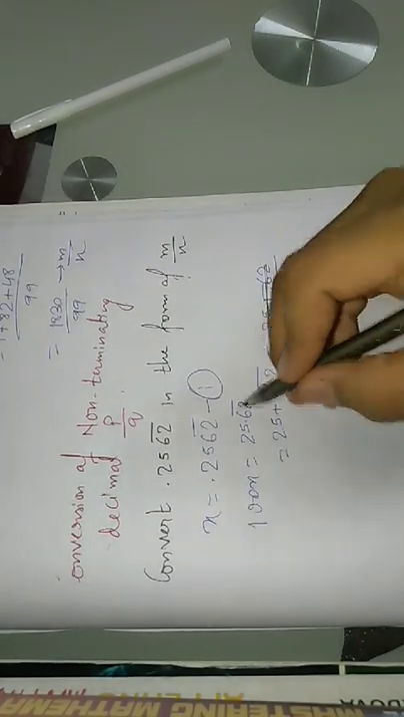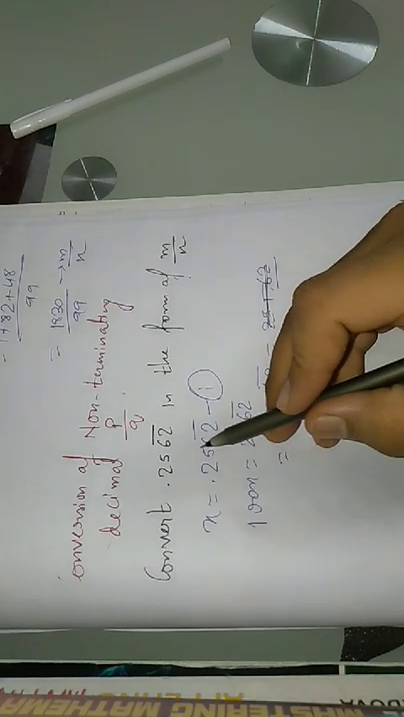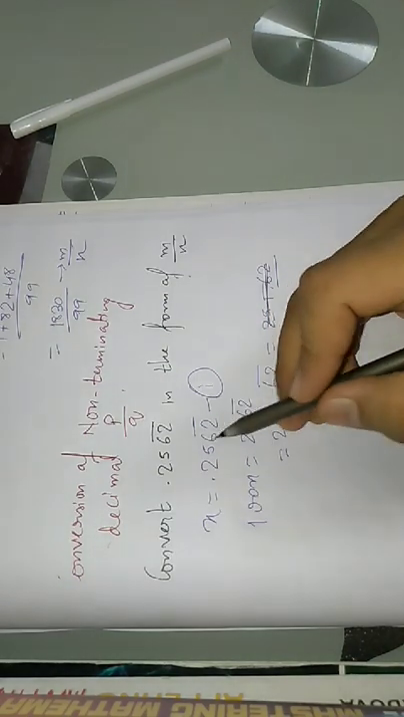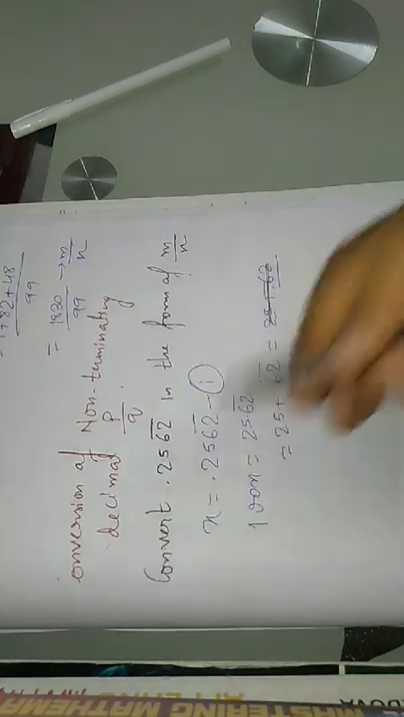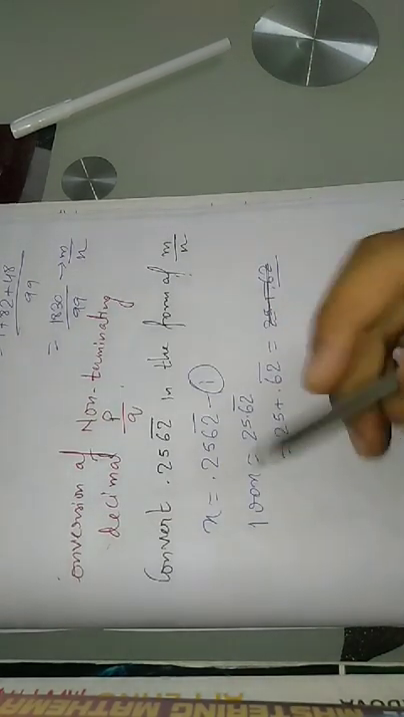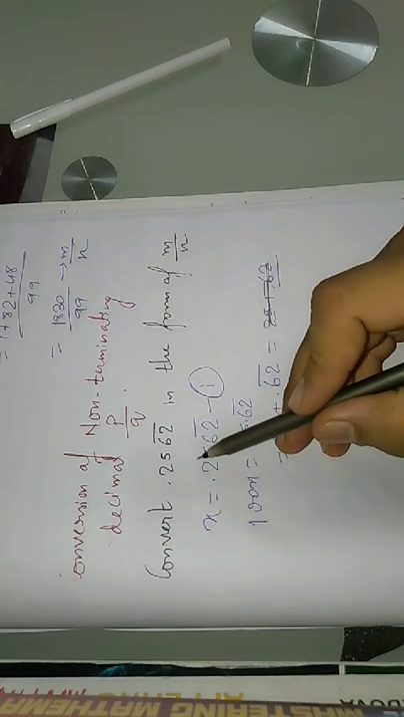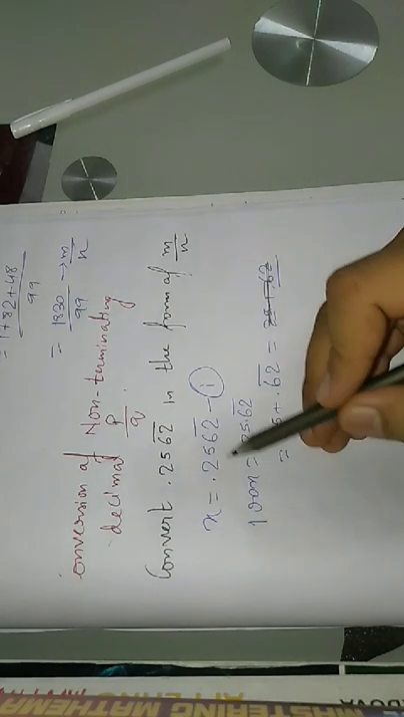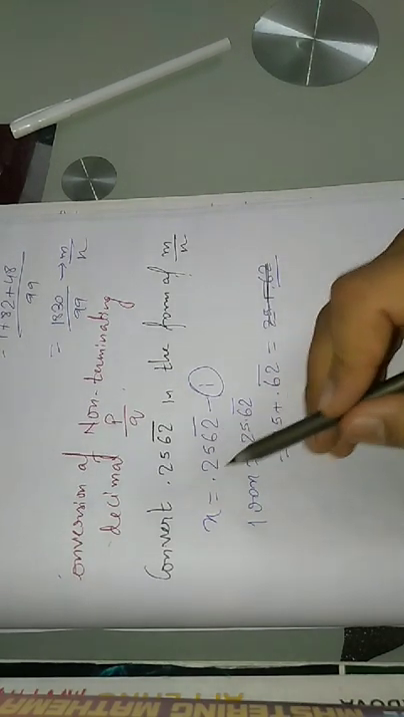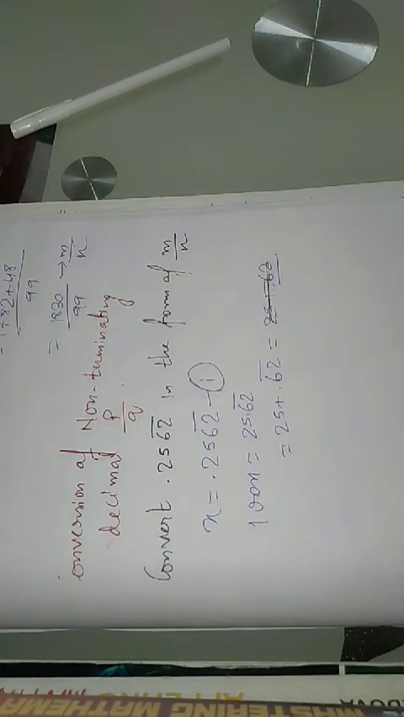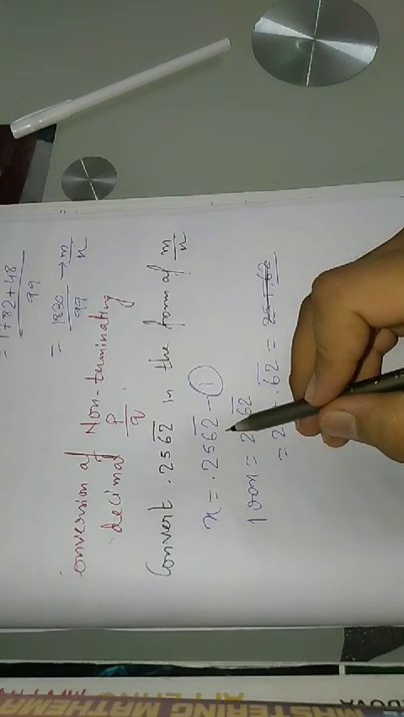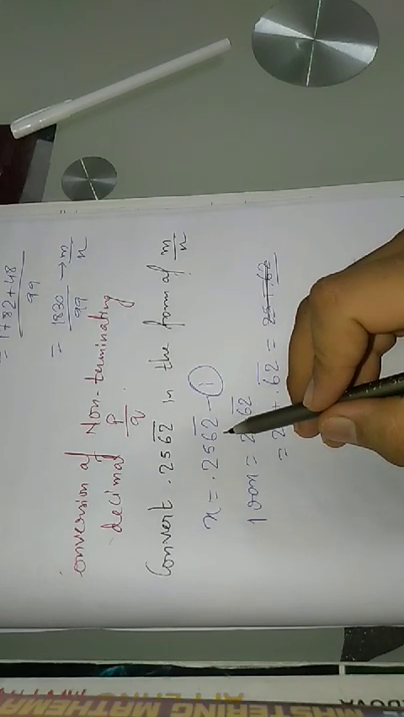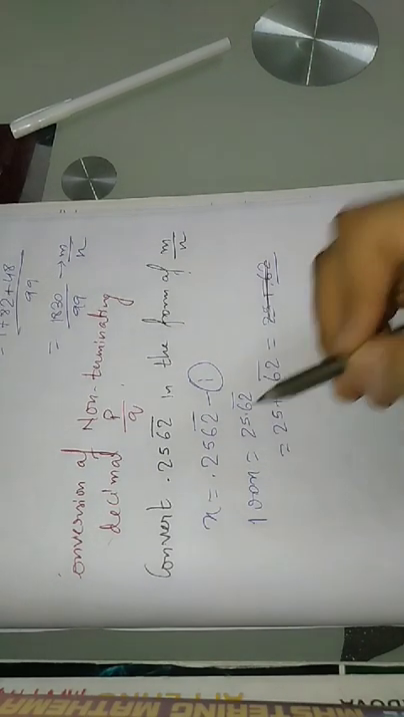So students, here there are only two digits without bar, and there were two digits without bar, with bar. In this situation, whatever the number of digits there are without bar, you need to make them whole. So what we need to do: this was 0.25, where 25 is not repeating, actually 62 is repeating. So you need to multiply it by 100.